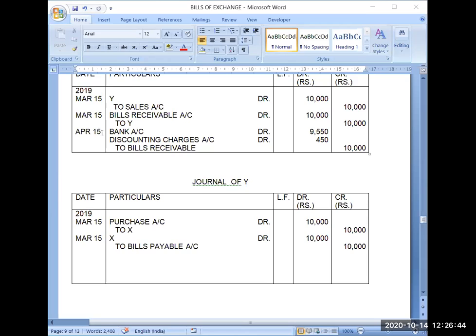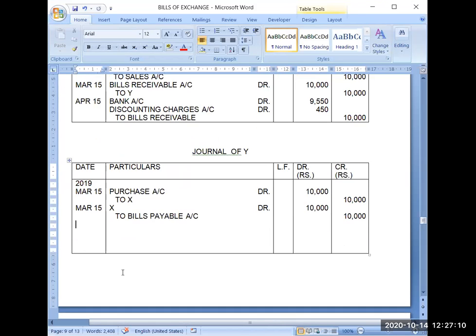So now X is not concerned with this transaction on the due date. The role of X will come into light only and only when the bill gets dishonored. If Y refuses to make the payment to the bank, then X is supposed to make the payment. Then at that time, X's role will come into the picture. Otherwise, the transaction will be completed between Y and the bank.